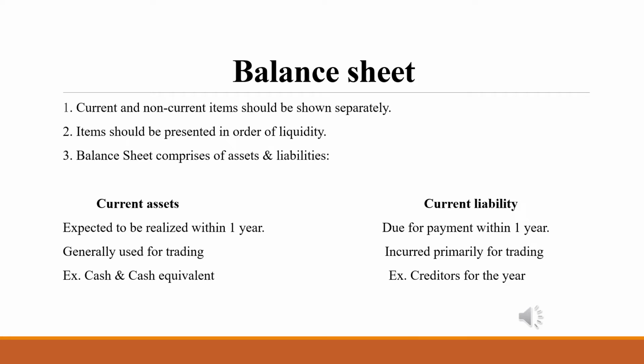So the current assets are expected to be realized within 1 year. And the current assets are generally used for trading. And the examples of current assets are cash and cash equivalents. And the current liabilities are due for payment within 1 year, and they are incurred primarily for trading. And the examples of current liabilities are creditors for the year.